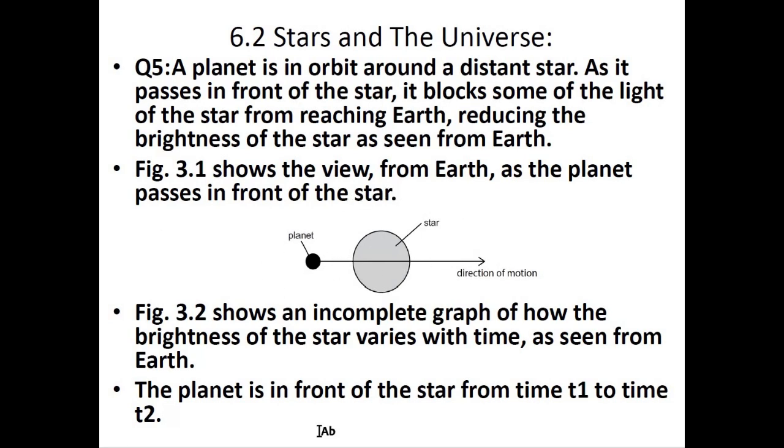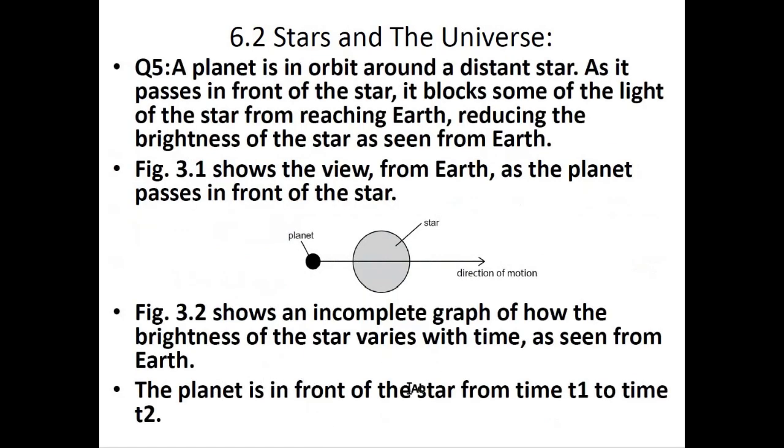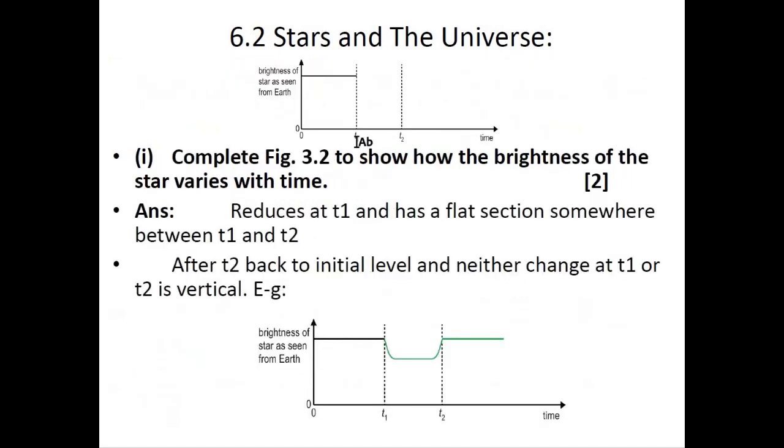Figure 3.2 shows an incomplete graph of how the brightness of a star varies with time as seen from Earth. The planet is in front of the star from time t1 to time t2, meaning the time it takes the star to move from over here to over there is t1 to t2. Now you have to complete the graph.